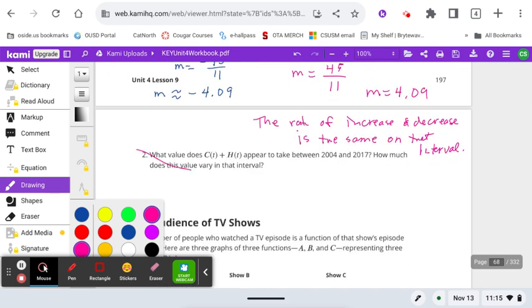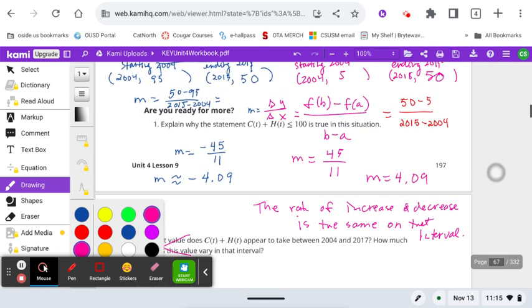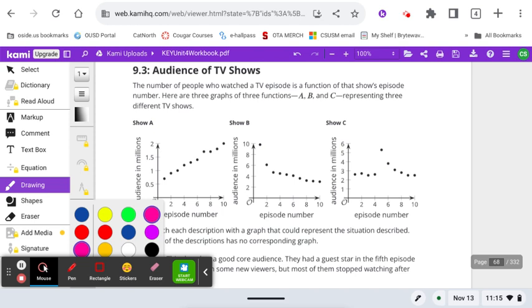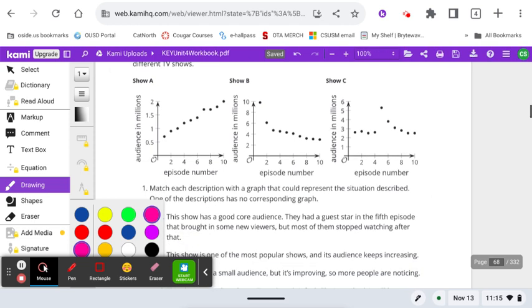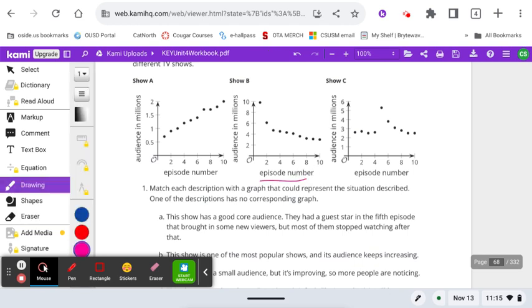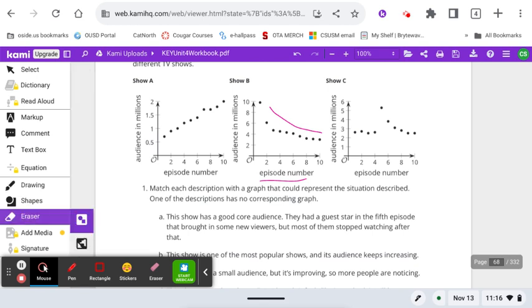This is part of the continuing for the Are You Ready for More? So feel free to work on those if you'd like to. Finally, we're on 9.3, the number of people who watched a TV episode on the function of this show's episode number. Here are 3 graphs of the functions A, B, and C representing the different shows. Episode numbers are along this axis and audience in millions. Notice as more episodes are going, the audience grew in show A. As more episodes are going, the audience went down and then sort of flattened out in show B.